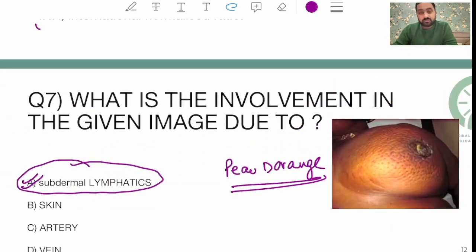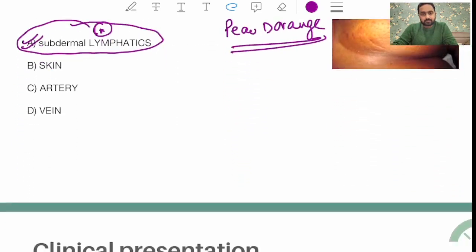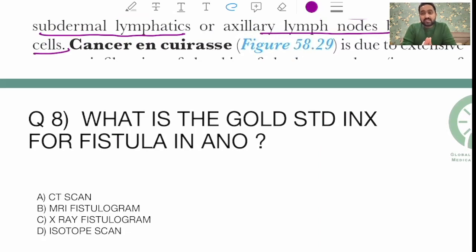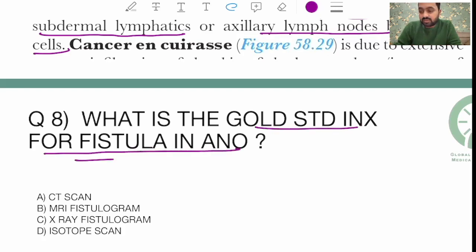So it was an image of peau d'orange where they were mainly asking regarding the involvement of your subdermal lymphatics. Then another question, as we had already discussed many times, that anal disorders 1 or 2 question is mandatory. So they had asked regarding the gold standard investigation for fistula in ano. So I hope there is no confusion regarding it.